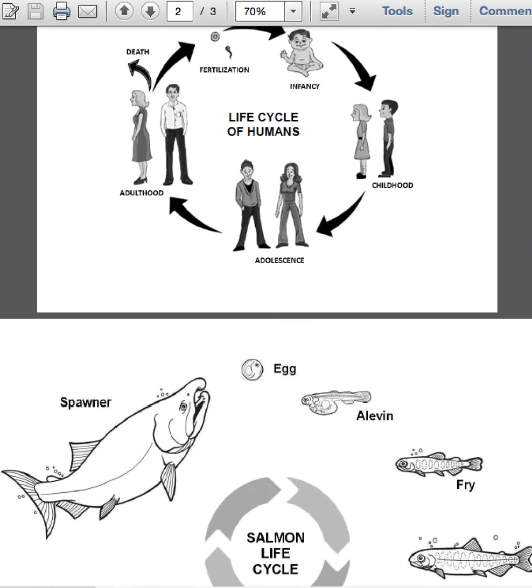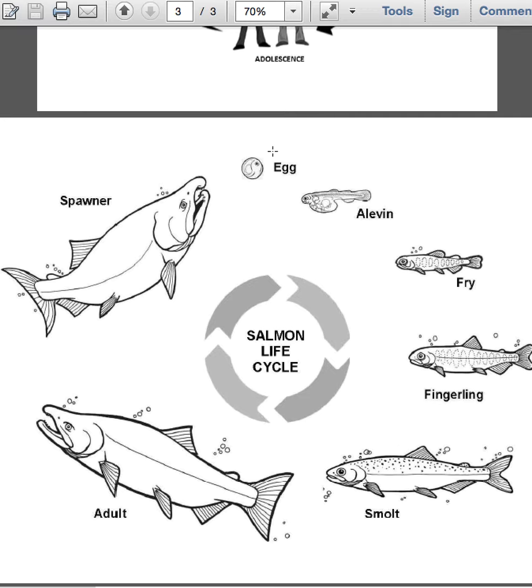So let's take a look at the salmon life cycle. It too begins with an egg that grows into an alevin, that grows into a fry, that grows into a fingerling or a par, which grows into a smolt, which grows into a young adult, and then to a spawner, which then lays and fertilizes eggs. And so again, the life cycle continues. So all life cycles are never ending. They begin and they end, but they never stop because new generations keep happening.